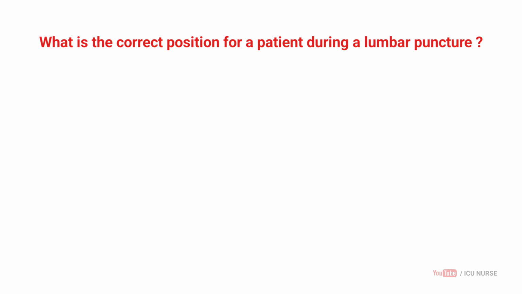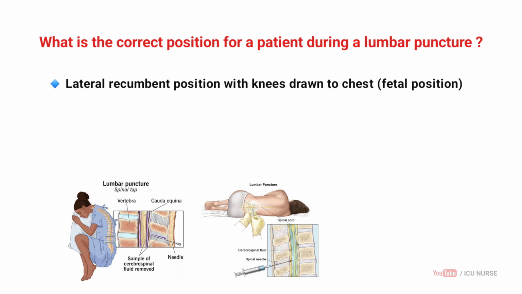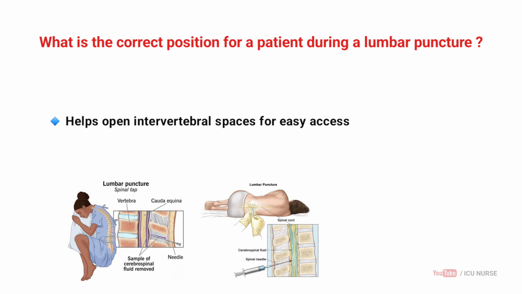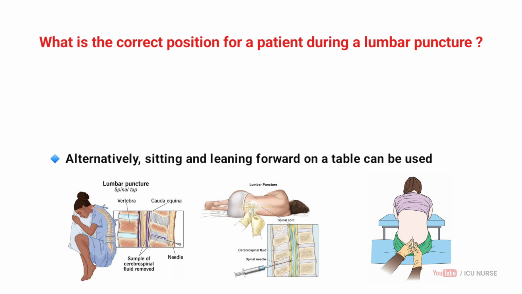What is the correct position for a patient during a lumbar puncture? Lateral recumbent position with knees drawn to chest. Fetal position. Helps open intervertebral spaces for easy access. Alternatively, sitting and leaning forward on a table can be used.